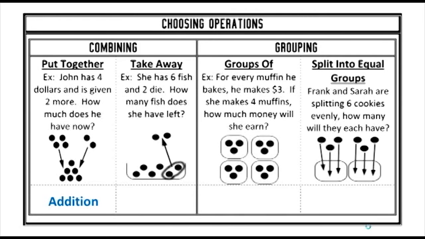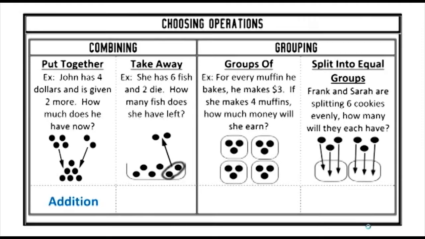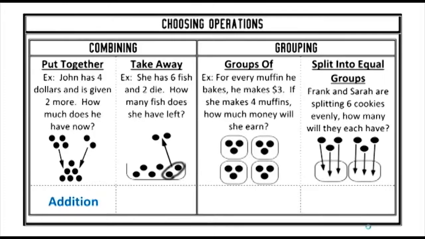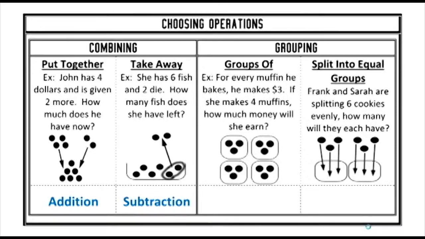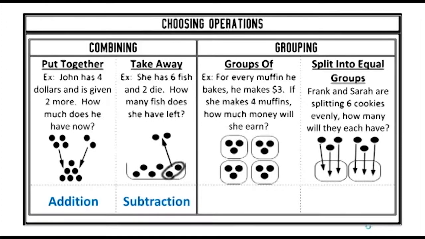The inverse of that is things being taken away. We have a big group and we take away unspecified, unequal amounts. She has 6 fish and 2 die. How many fish does she have left? We had 6, we took 2 away, now we have 4. That is subtraction. The other thing that operations do is they group things together.